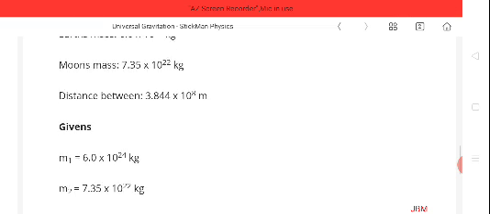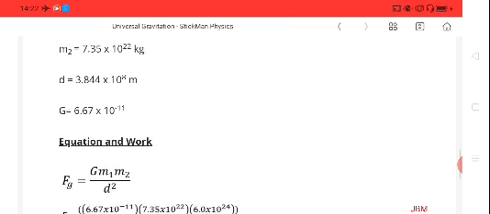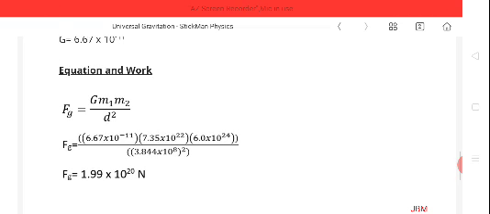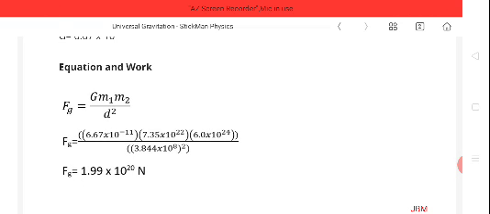So using the given values and putting these values into the equation for gravitational force, we get the value of force of attraction existing between Earth and Moon to be equal to 1.99 into 10 to the power 20 Newton. It's a huge value, and that is the reason why you find the Moon revolving around Earth. Now here I would like to clarify one question.